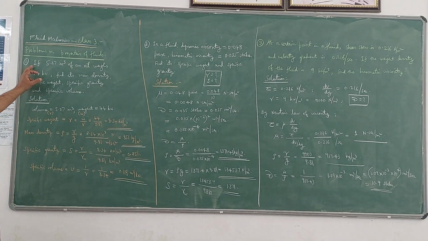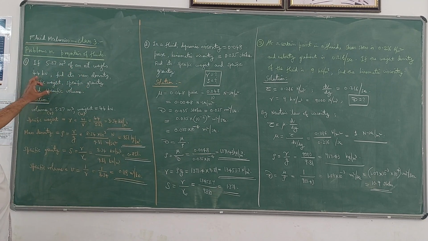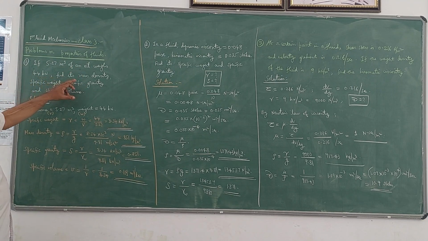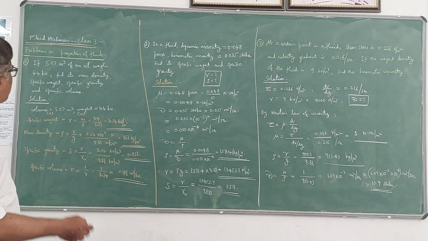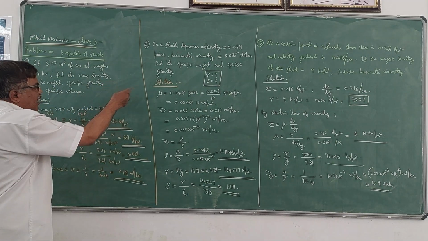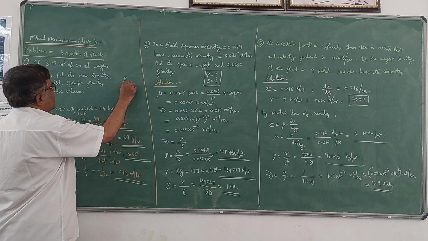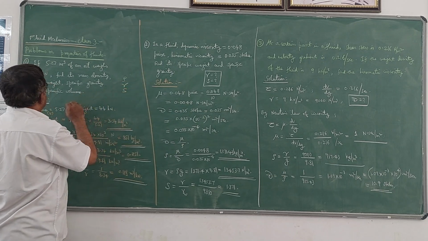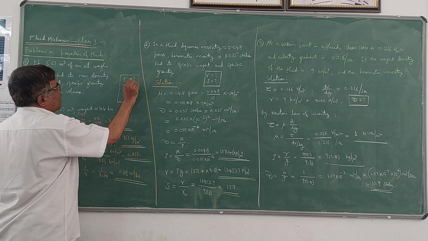The first problem is like this. If 5.27 meter cube of an oil weighs 44 kilonewton, find its mass density, specific weight, specific gravity and specific volume. So these are the basic properties we have done. Mass density is rho, specific weight is gamma, specific gravity is S, specific volume is V. So these four things we have to find out.